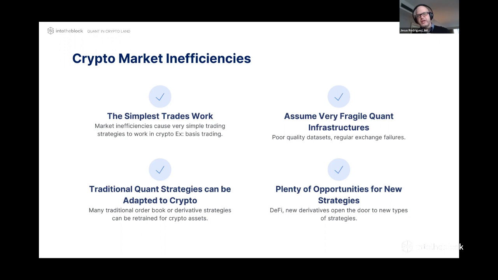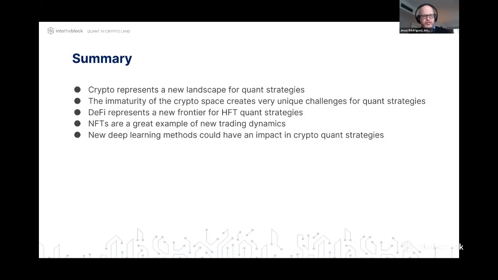Coinbase is going to be offline when you need it. Data is going to be having gaps and stuff like that. Then, many quant strategies, you don't need to reinvent the wheel. Crypto is different for quant, but many quant strategies for traditional market do work in crypto, particularly those that work with order books and derivatives and things like that. And also there are plenty of opportunities for new strategies.